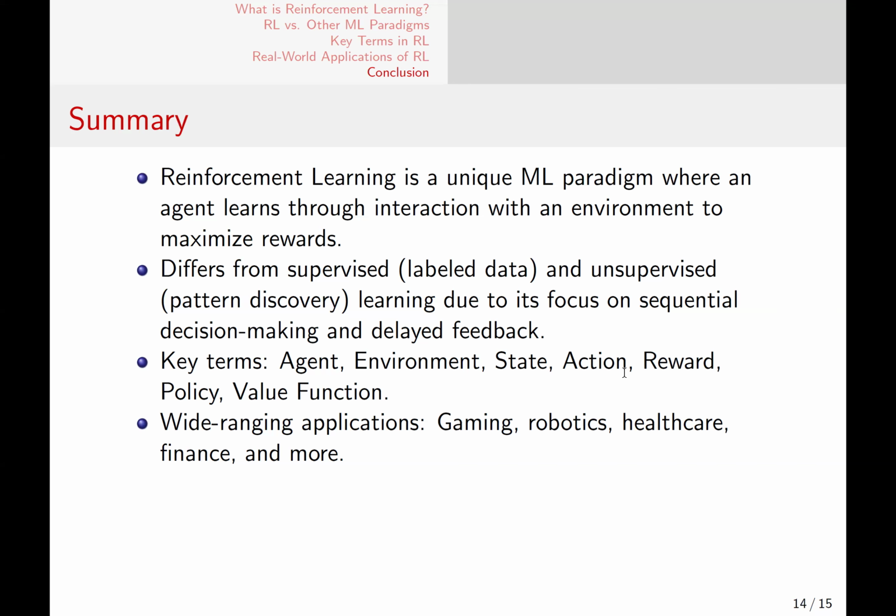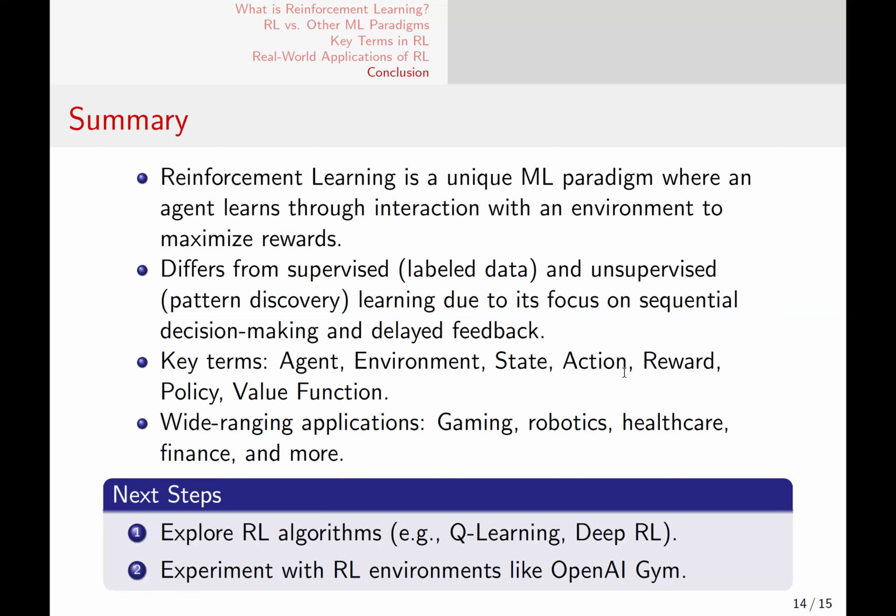Or how close is it to the stove or whatever it's required to do. And the reward is so: doing the job right, you get a reward. Doing it wrong, you get a negative reward, like maybe you lose some points. Policy, that's what maps actions to state. Then you have the value function. So wide-ranging applications include gaming, robotics, healthcare, finance, and more, right?